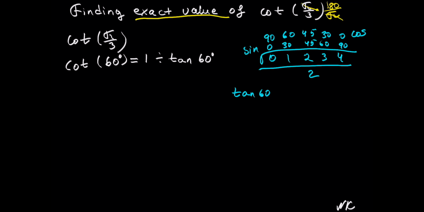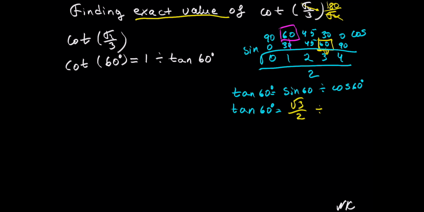Tangent of 60 degrees will be equal to sine of 60 divided by cosine of 60. So we get that tangent of 60 degrees is equal to, the reference for sine of 60 degrees is on top of 3, so sine of 60 will be square root of 3 over 2, divided by, the reference for cosine of 60 is on top of 1, so cosine of 60 is equal to 1 over 2.